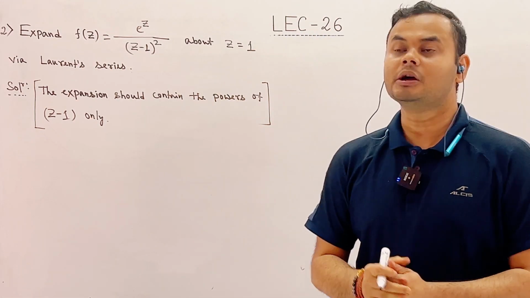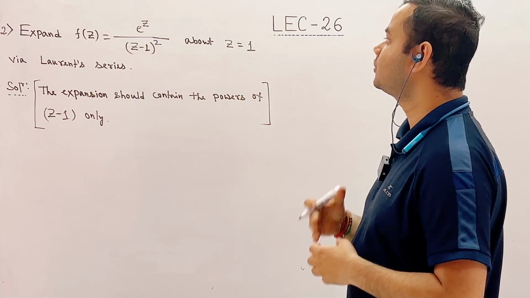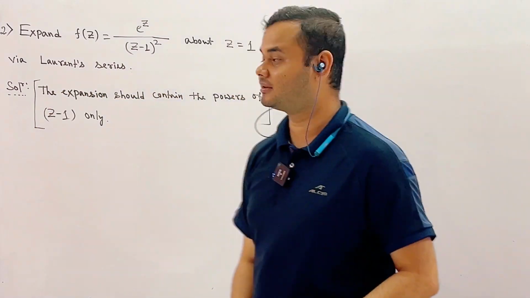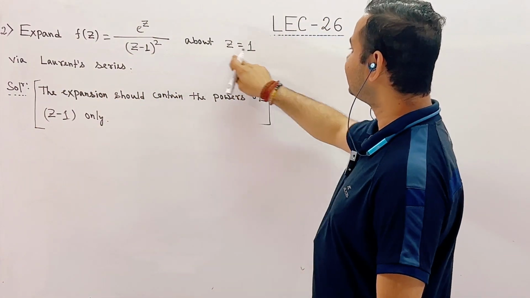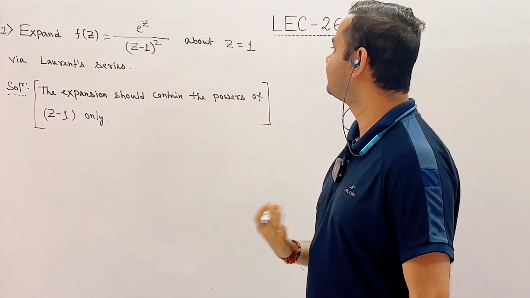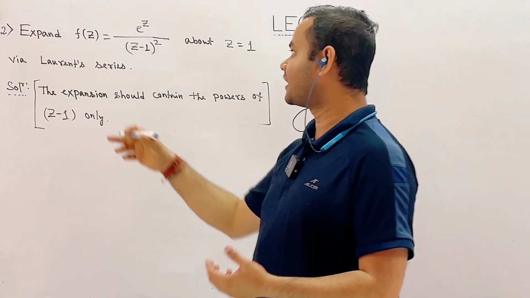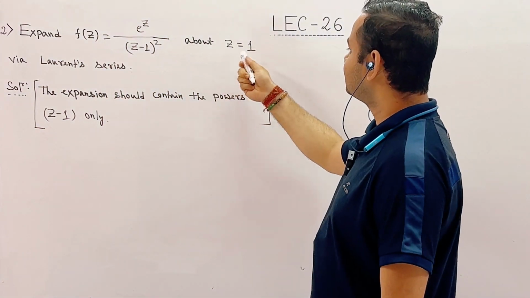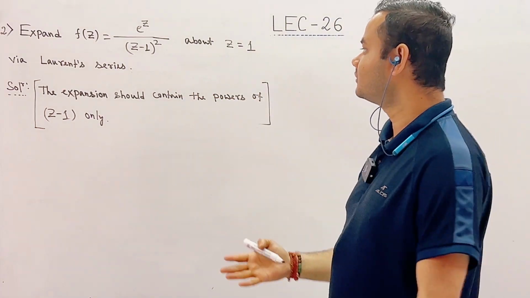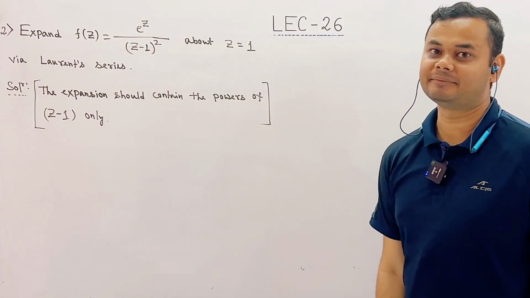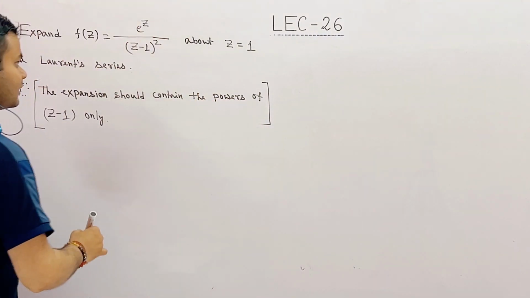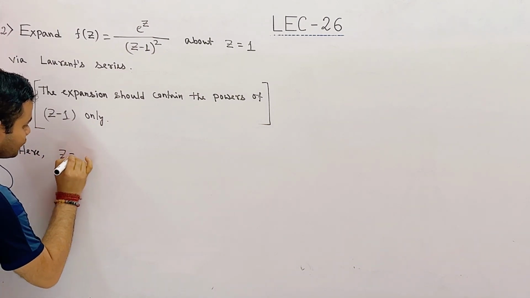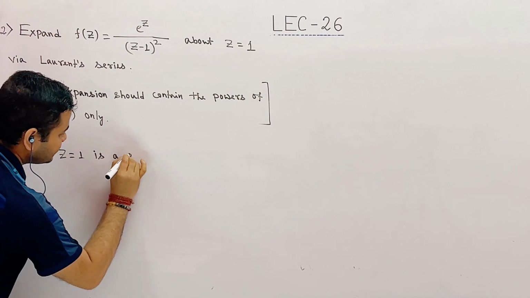Okay. Now let us solve problem number 2. According to problem number 2, we have to expand this function f of z about z equal to 1 via Laurent series. Students, again we have seen that z equal to 1 is a singular point, because if we put z equal to 1 here, then this function f of z becomes infinite. Again, since we need to expand this function f of z about z equal to 1, so therefore the expansion should contain the powers of z minus 1 only. Now let us solve. Here z equal to 1 is a singular point.